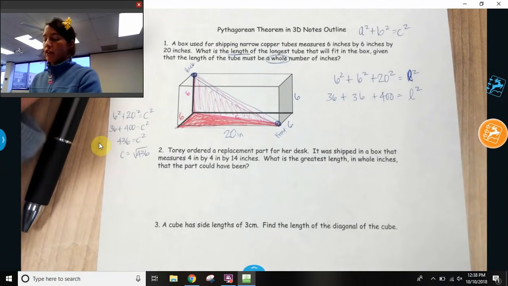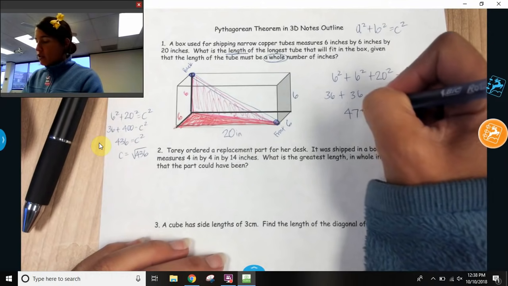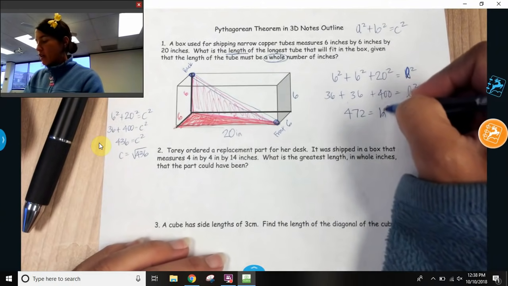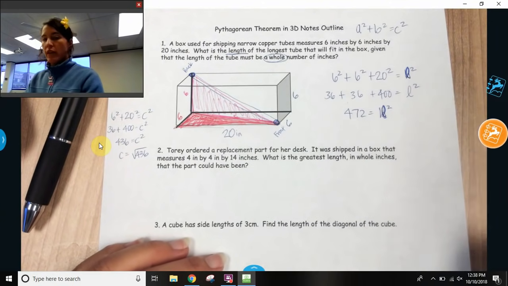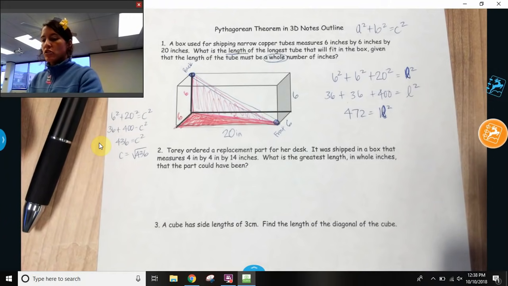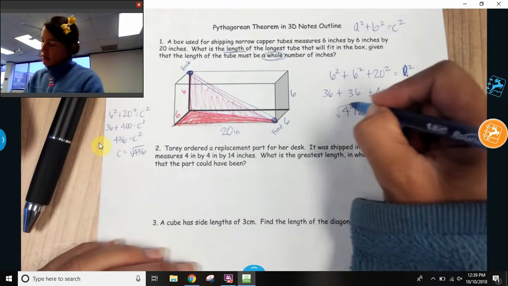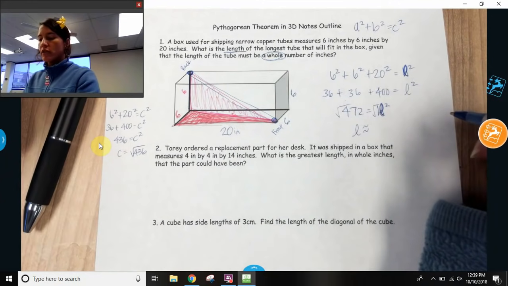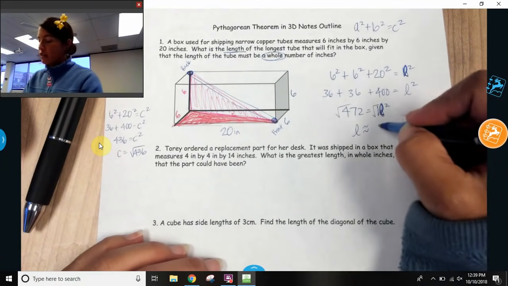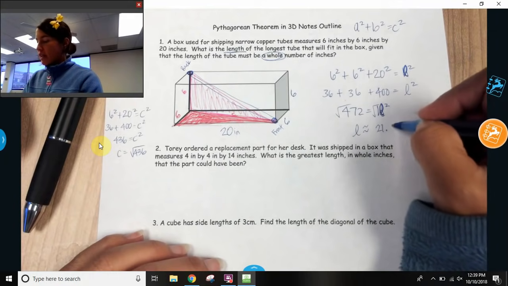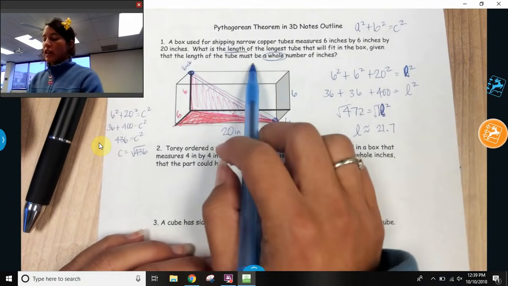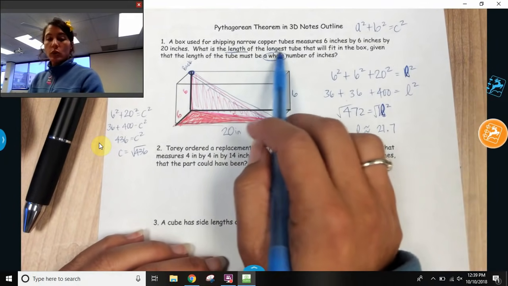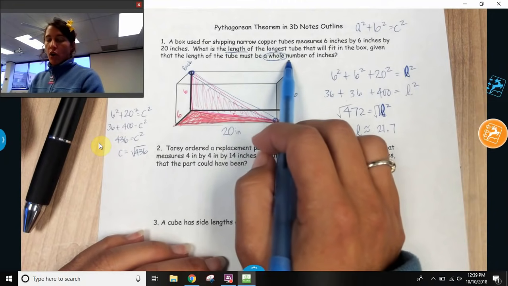And I'm definitely going to use my calculator to find L. So I'm going to take the square root. L is about the square root of 472, and I'm typing it in my calculator, 21.7, but it says the length in whole number of inches. The whole number of inches.